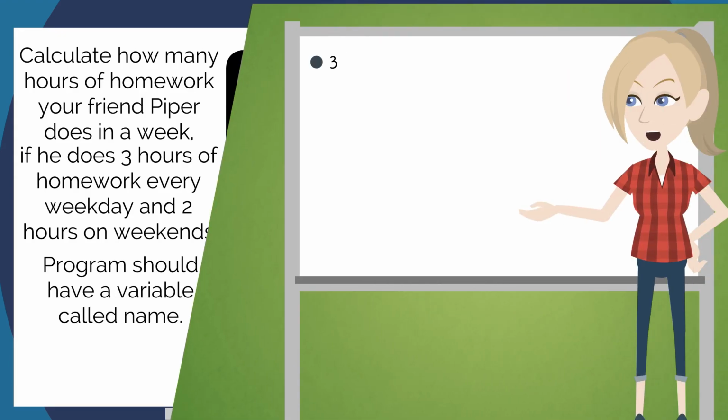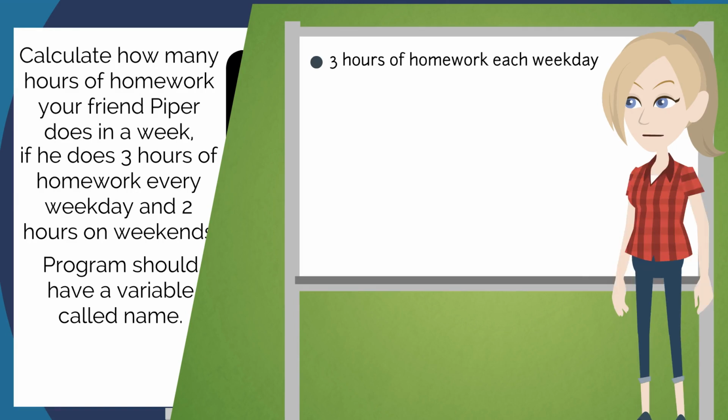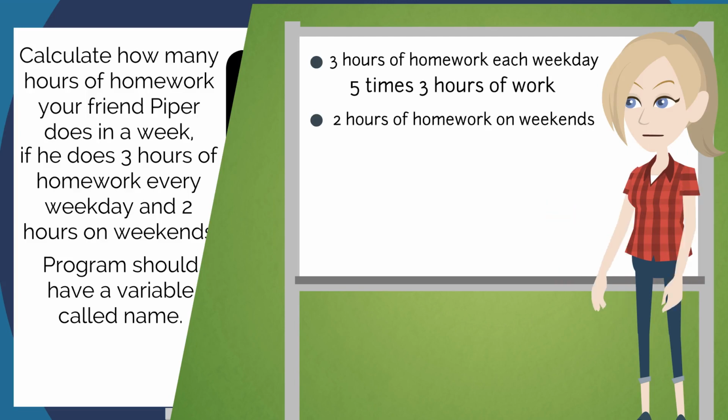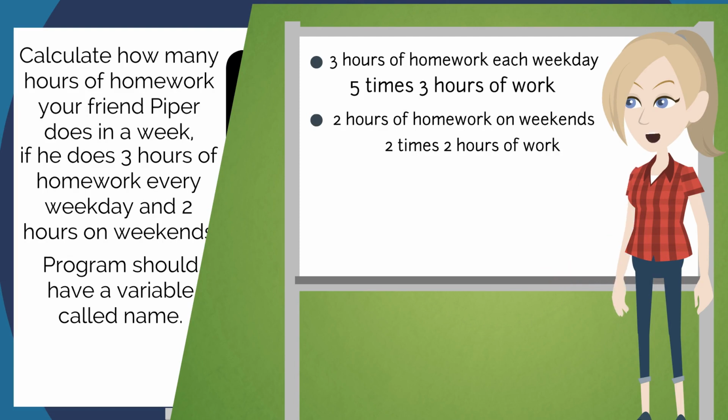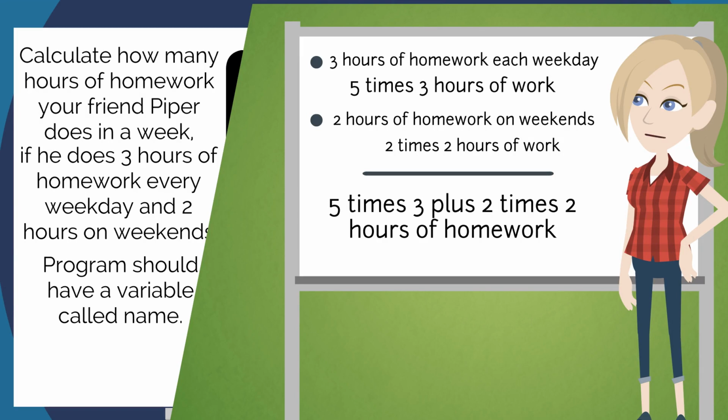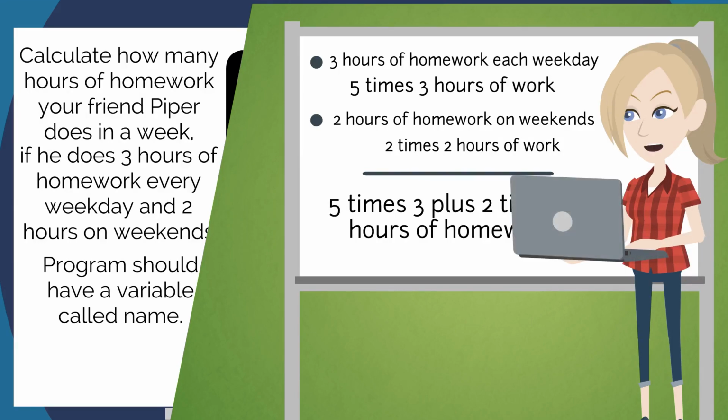Okay, let's see. If Piper does 3 hours of homework each weekday, meaning on 5 days of the week, he would have done 5 times 3 hours of work. On weekends, however, he does 2 hours of homework, so he would have done 2 times 2 hours of homework in the weekend. So, at the end of the week, he would have completed 5 times 3 plus 2 times 2 hours of homework. Let me type out the code.